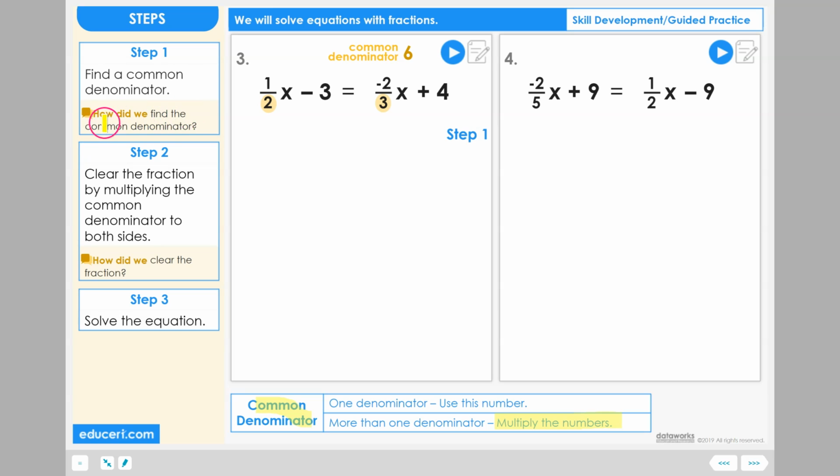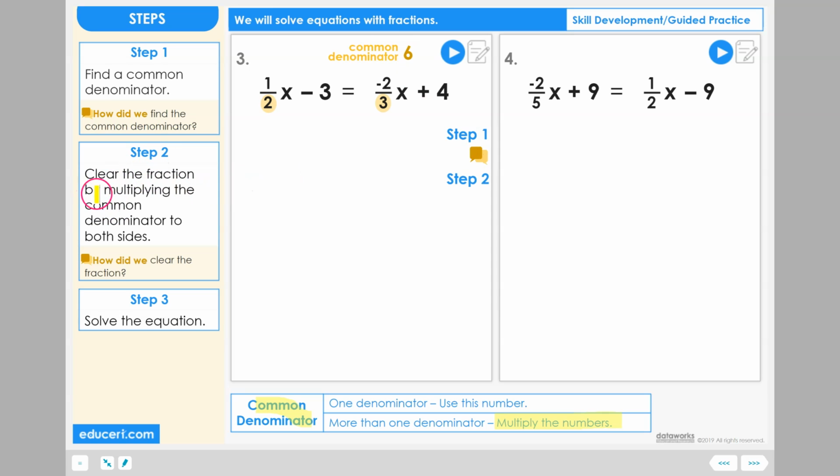How did we find the common denominator? The common denominator is 6 because we need to multiply the two denominators to find a common denominator.